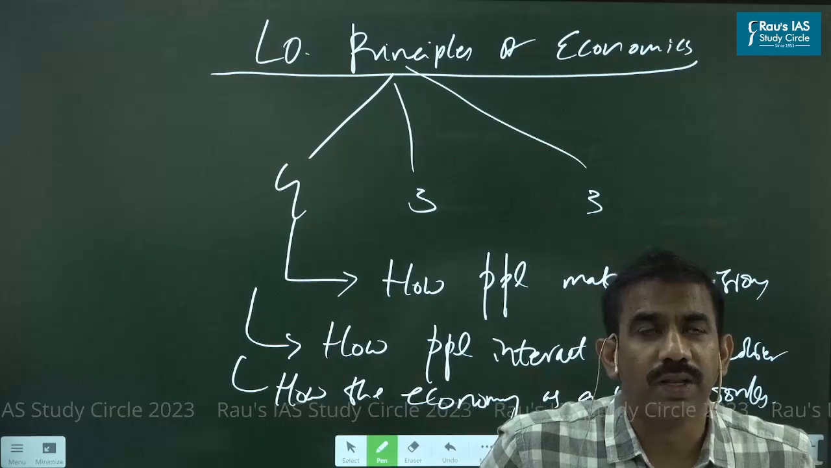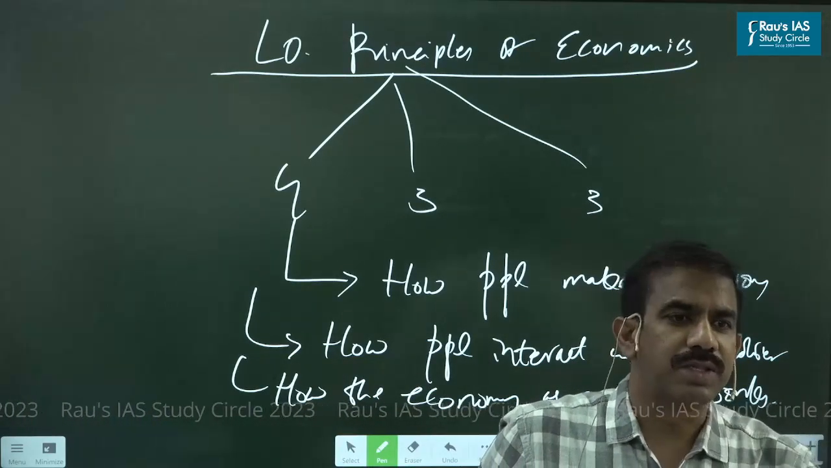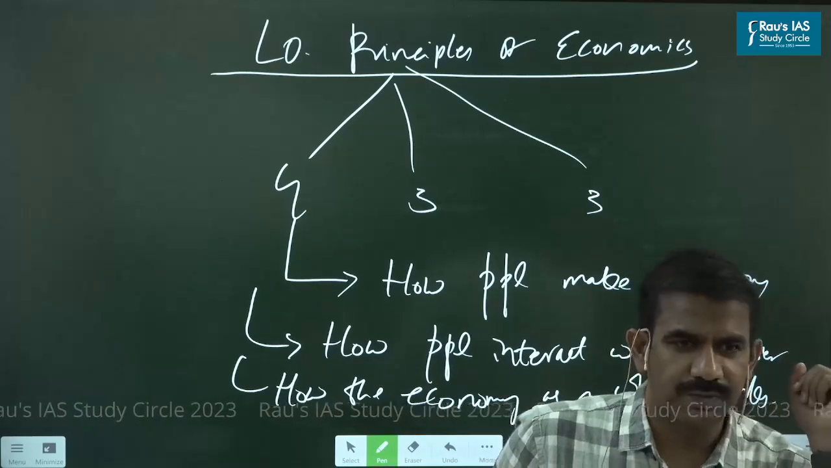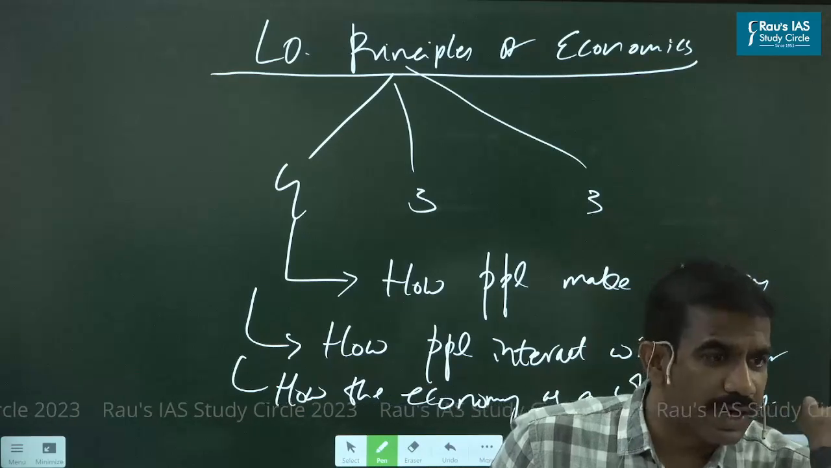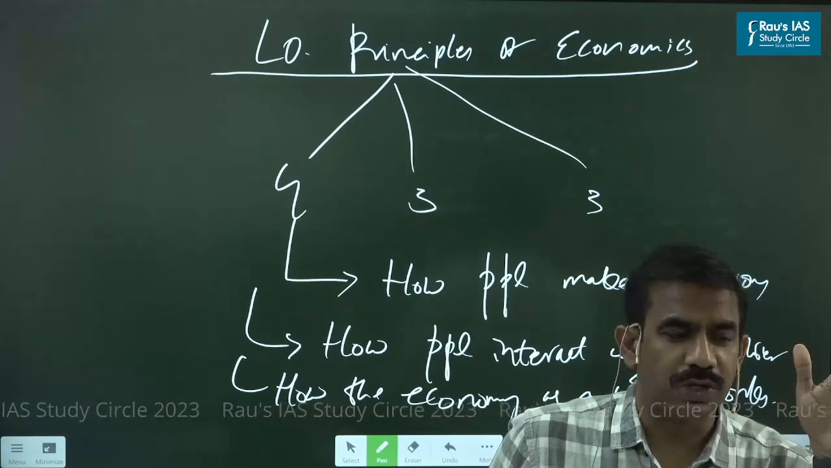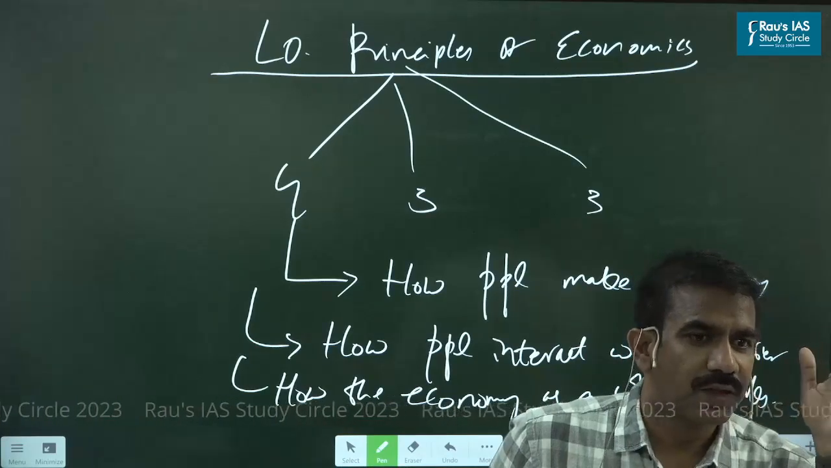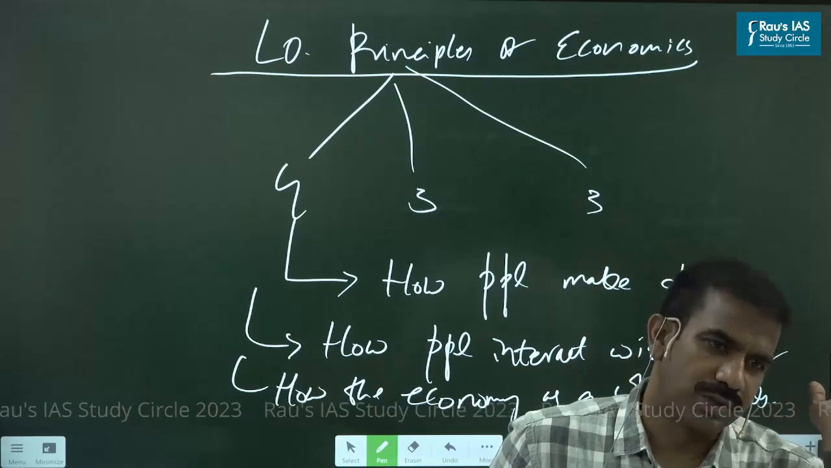So at the end of the day, the 10 principles basically help in understanding these three basic aspects. How people make decisions, why and how people interact with each other, and the third most important thing, how the economy as a whole works. Got it?